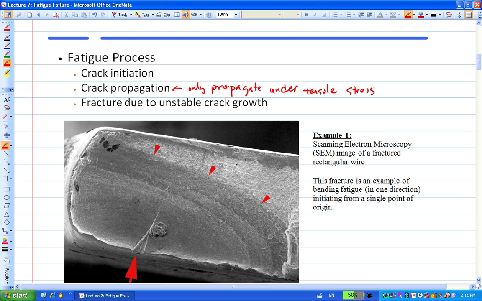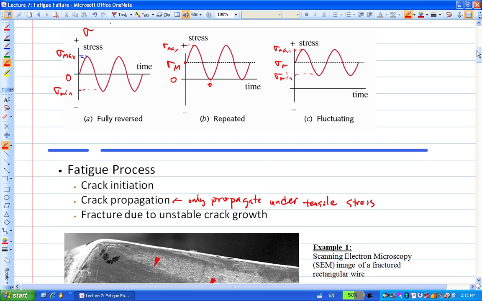Essentially, if you look back at it here, this is your cyclic stress. So where is the tensile? Only this portion is tensile here, right? And this portion is compressive. Is that good?